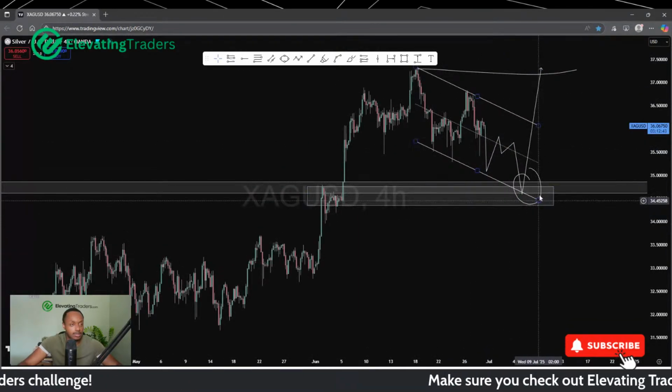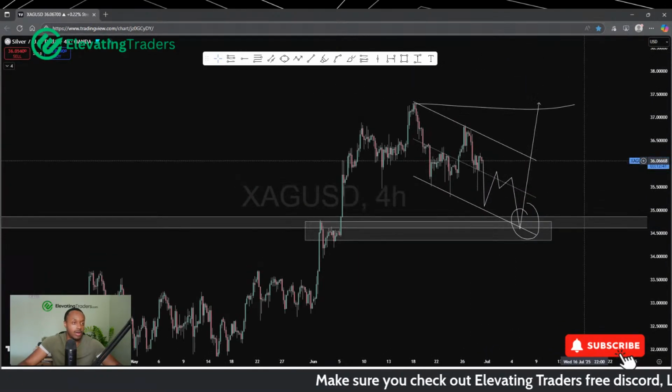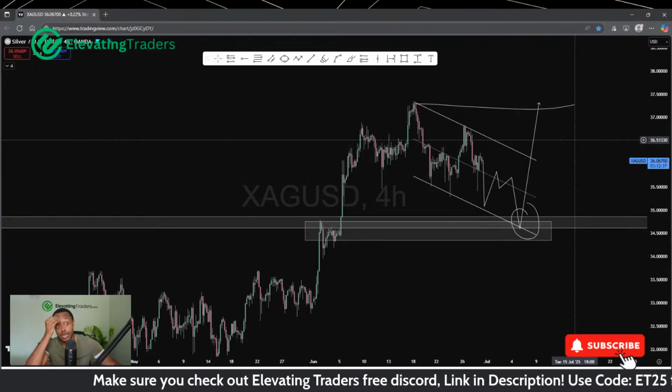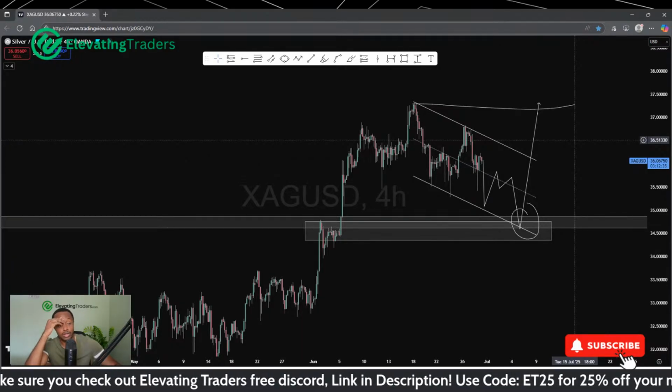Let's hope that does continue. Retest that zone and hopefully find some buys off the back of that. Silver's definitely something I've been looking at for the past few weeks, just staying patient, waiting for an opportunity.